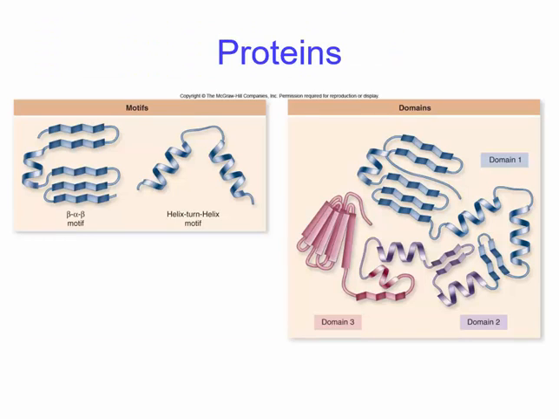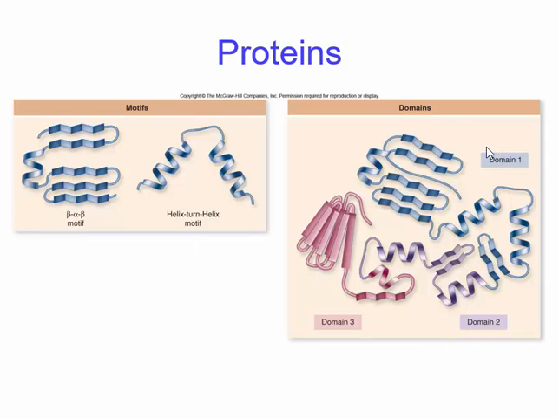A couple of other terms, just a little bonus information here that you might hear are motifs and domains. A motif in a protein is a common element that we see. So these are a couple of examples. A beta-alpha-beta motif, so you have a beta sheet, alpha helix, beta sheet. Helix-turn-helix. We see a lot of those in, say, hemoglobin, for example. So these are just common structural themes that we often see.